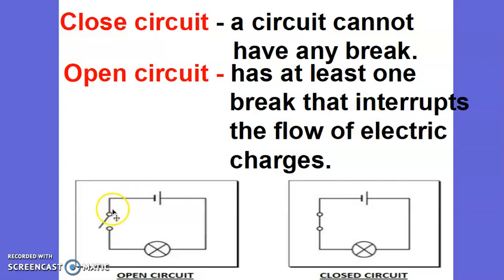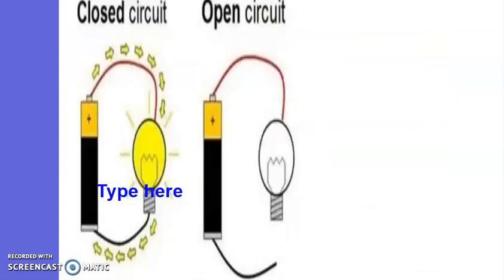Okay, so as you can see here in an open circuit, there is a break in here in which this wire did not touch this wire, in which the flow of current in here is not continuous, so it will not work. So these are the differences between a closed and an open circuit. I'm going to show you more examples for you to understand it more. Okay, so this is a closed circuit and this is an open circuit.